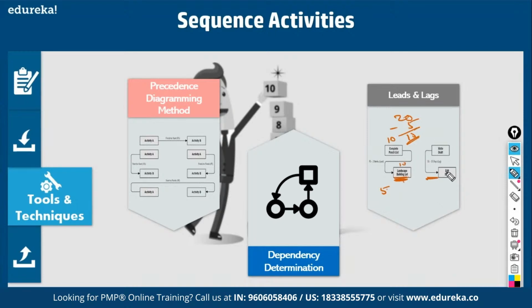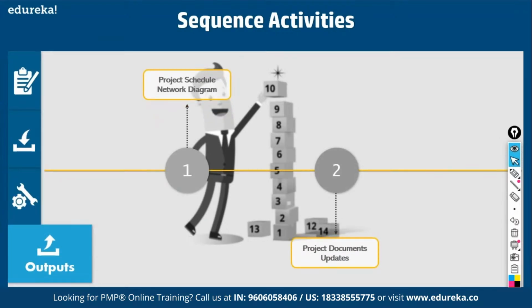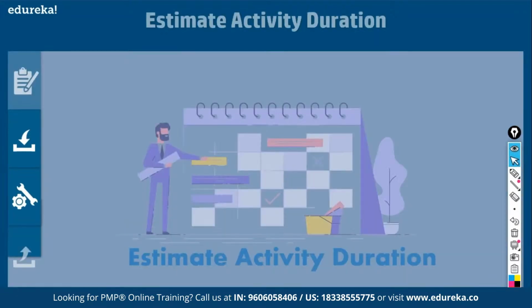See, both of these are start to start. This will take 10 days. This will take 10 days. So both should end in 10 days. But you've introduced a delay of 5 days in the next activity. So to that extent, it gets extended to 15 days. That is called lag. So when you come up with network diagrams, you have to use leads and lags. Fine. Then you come up with network diagrams. There is an output, and you also update different project documents.